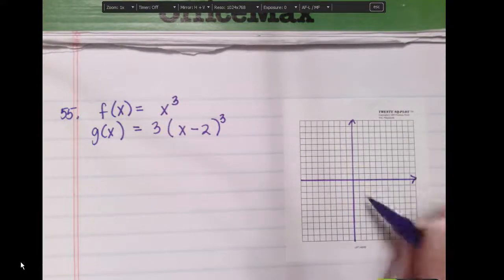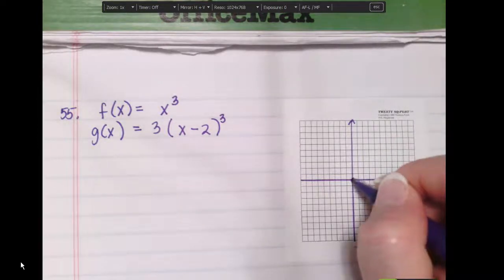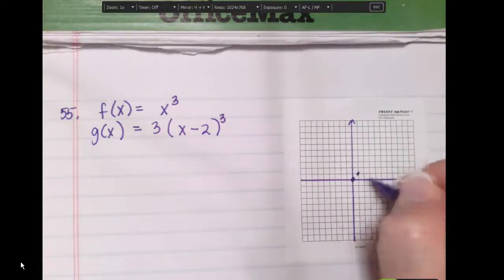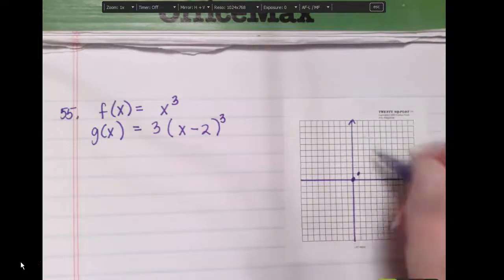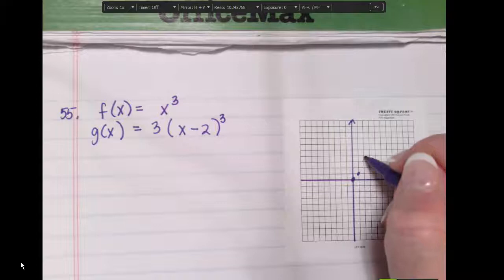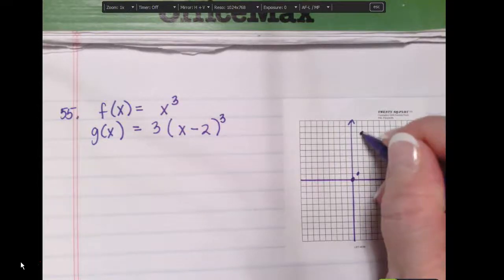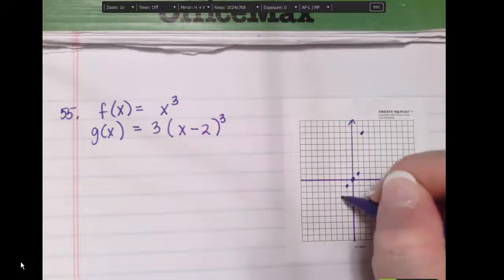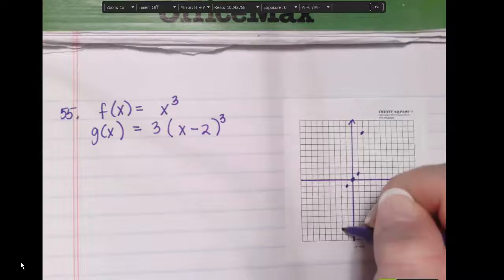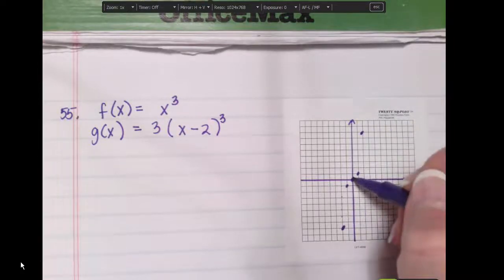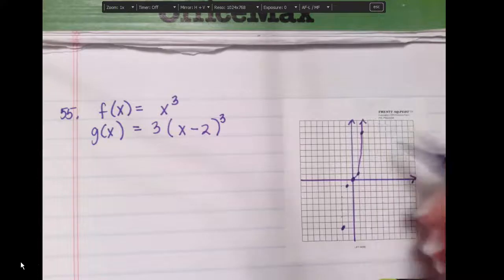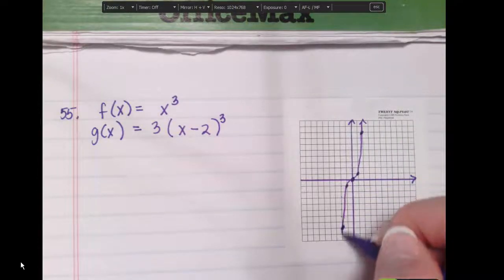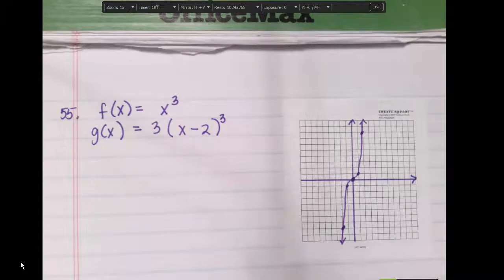So the original cubic function is (0, 0), 1 cubed is 1, 2 cubed is 8. So 1, 2, 3, 4, 5, 6, 7, 8. And then on the negative side, we just have to go 1, 2, 3, 4, 5, 6, 7, 8. We go to the positive y's over here, and the negative x's get negative y's over here.